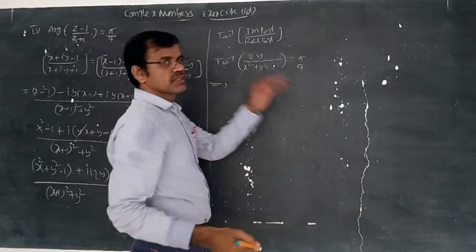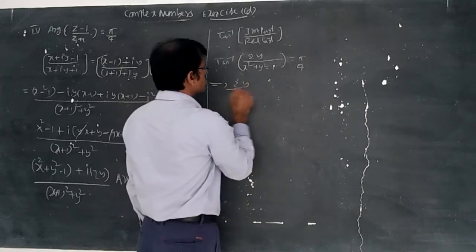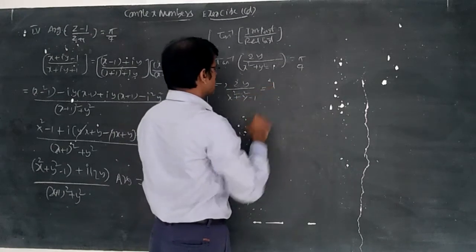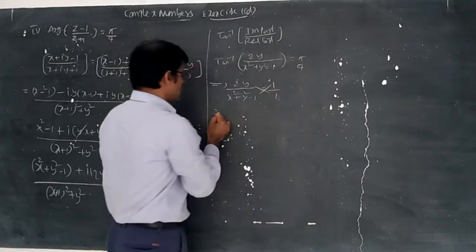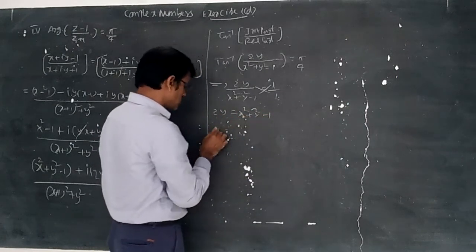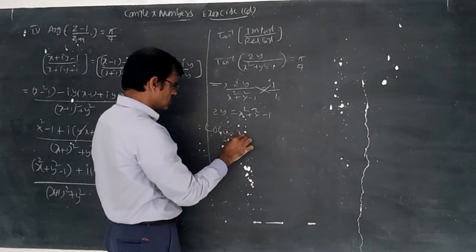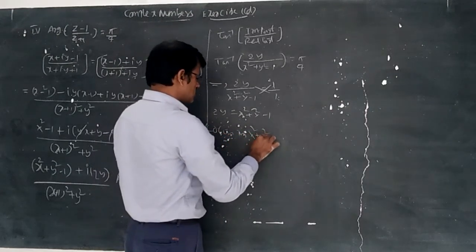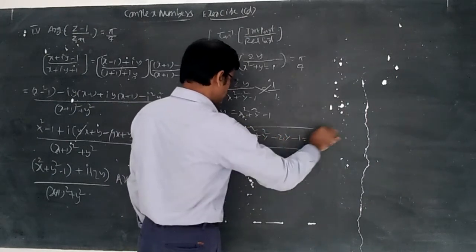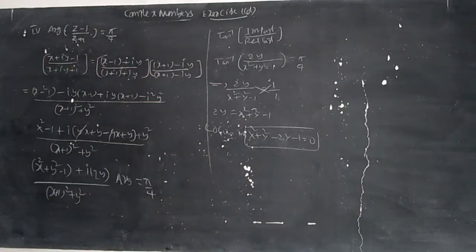Tan inverse taken to that side becomes tan pi by 4. So 2y by x square plus y square minus 1 is equal to tan 45, which is 1. Take 1 by 1 and cross multiply: 2y is equal to x square plus y square minus 1. Now the locus is x square plus y square minus 2y minus 1 equal to 0. This is the equation of the locus.